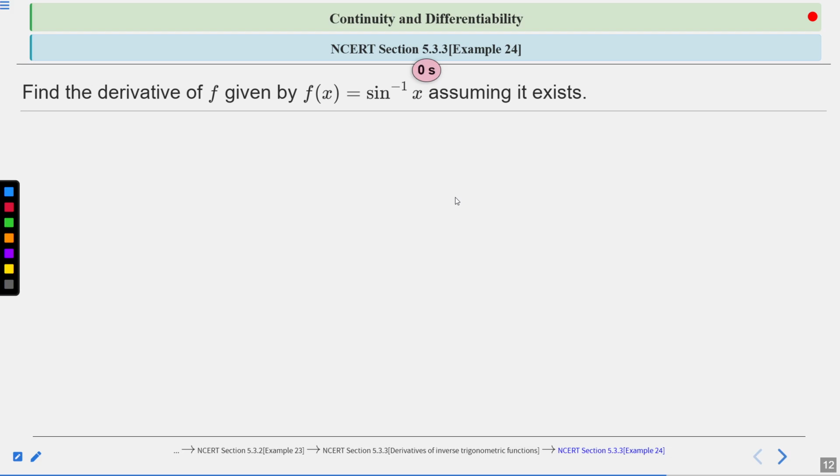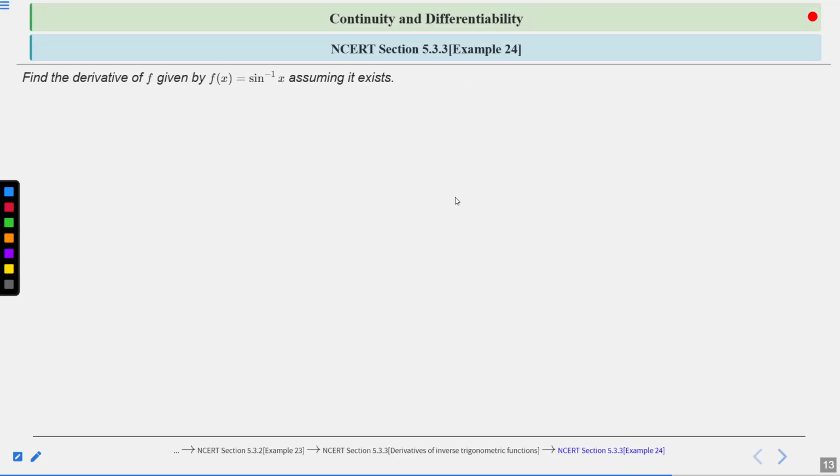Okay, let us move to the solution part. We have to find the derivative of function f given by f(x) equal to sine inverse x, assuming that it exists. So what can we do? Let y be equal to sine inverse x. Then x will be equal to sine y.